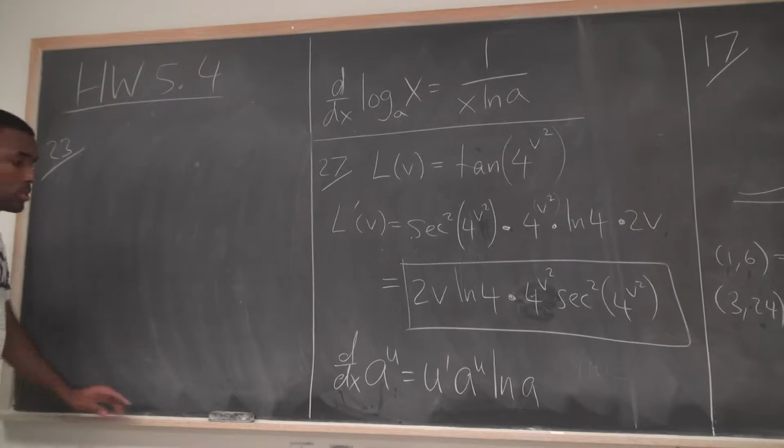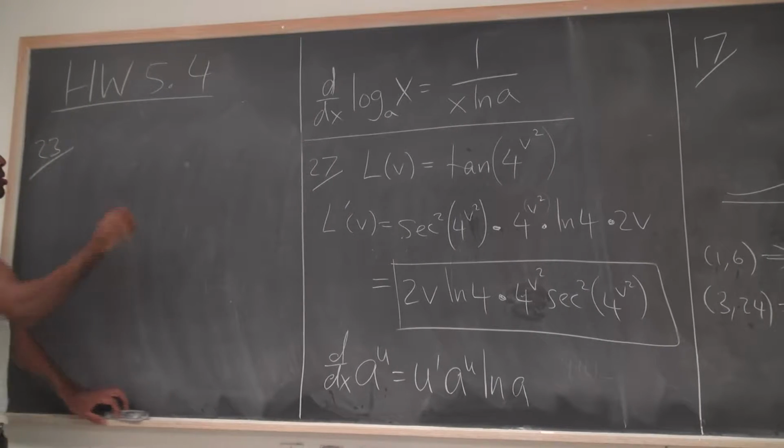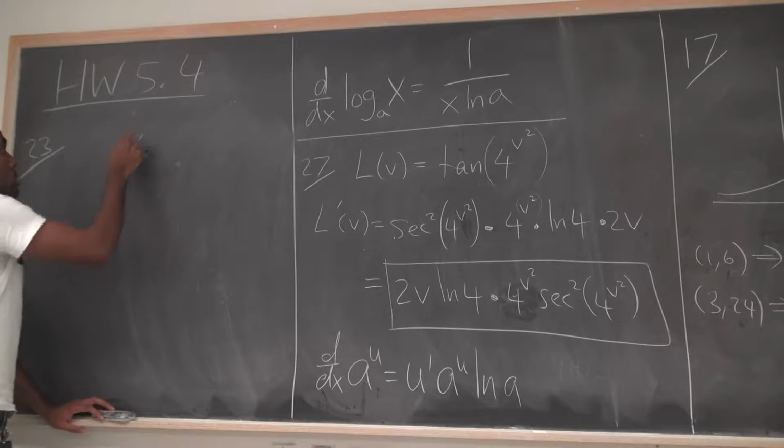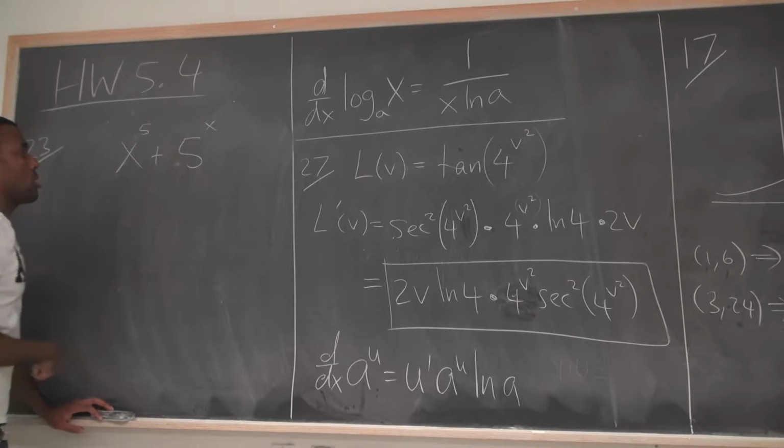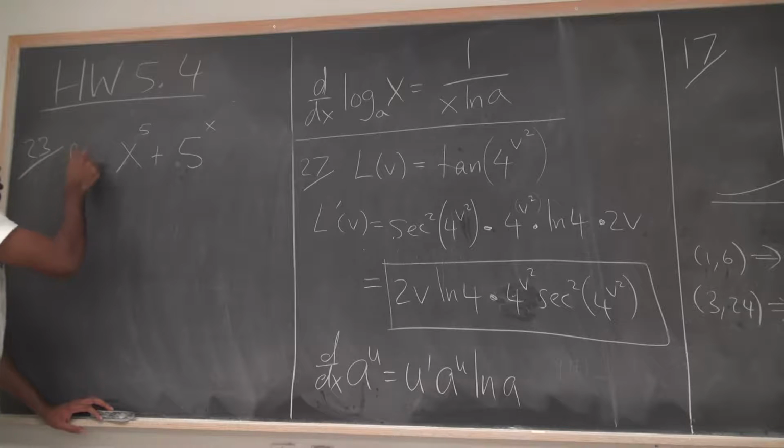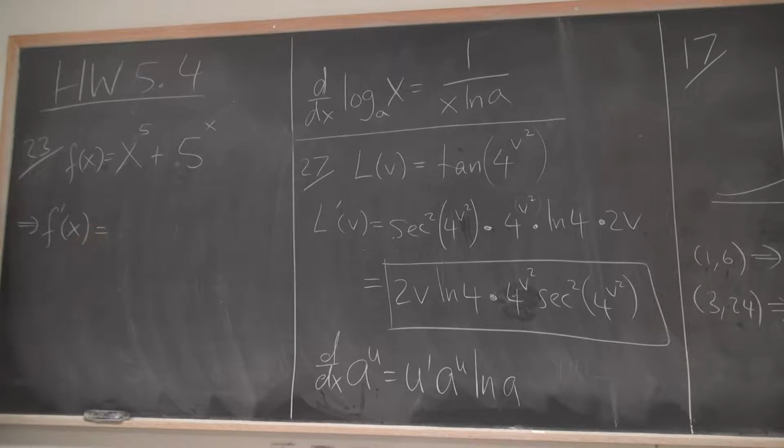23. x to the x plus 5, x to the 5th plus 5 to the x, and then differentiate. Oh, f of x is equal to... We did this first. Now before this we would have to do log differentiation and all that stuff, but we actually know nice formulas for these now, right?